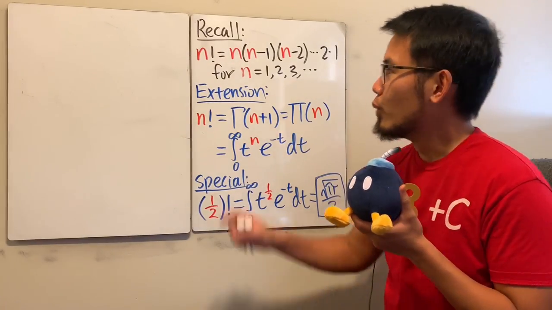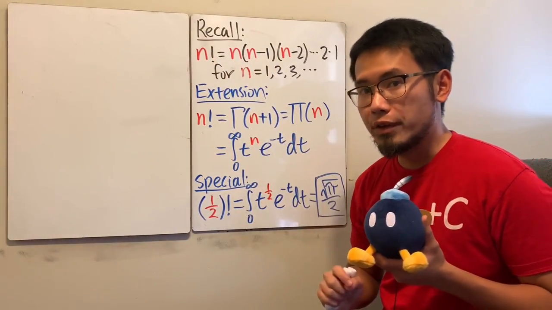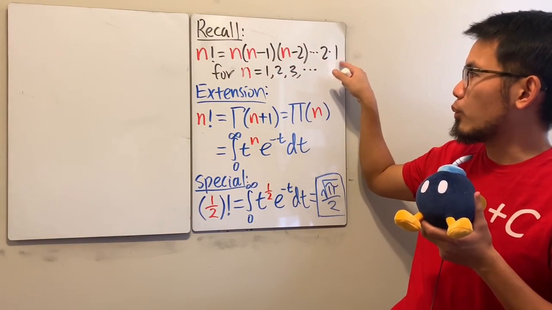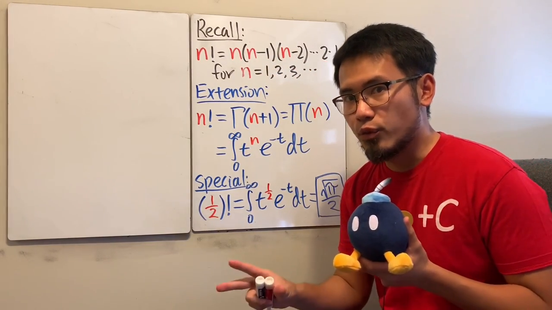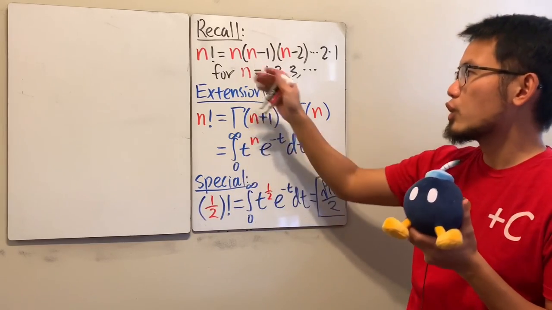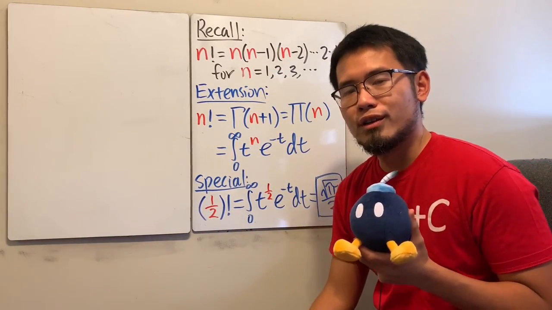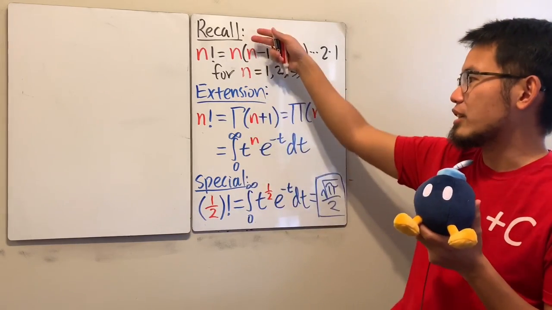Okay, as we all know, when we have n factorial, the typical definition for that is just n times n minus 1 times dot dot dot up to 2 and 1. But this definition is unfortunately not so great because it only works for positive whole number n. What if you want to do more?